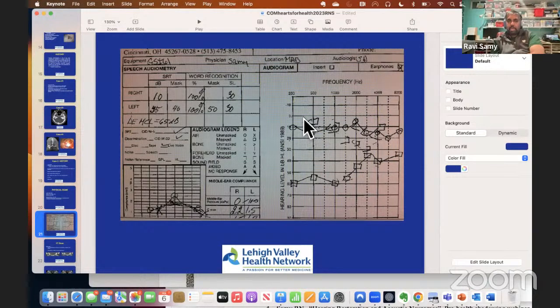The better your hearing, the higher up on the graph it goes. The worse the hearing is, the farther down the graph it goes. So his left ear is way down here. He's got a lot of hearing loss on the left side compared to the right side. But that's only one part of the hearing test, because we don't just hear in tones. We actually hear complex sounds.